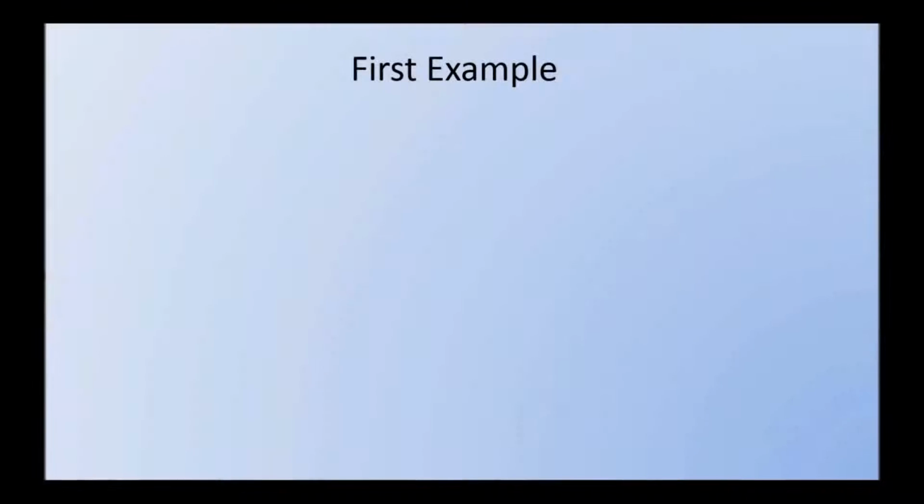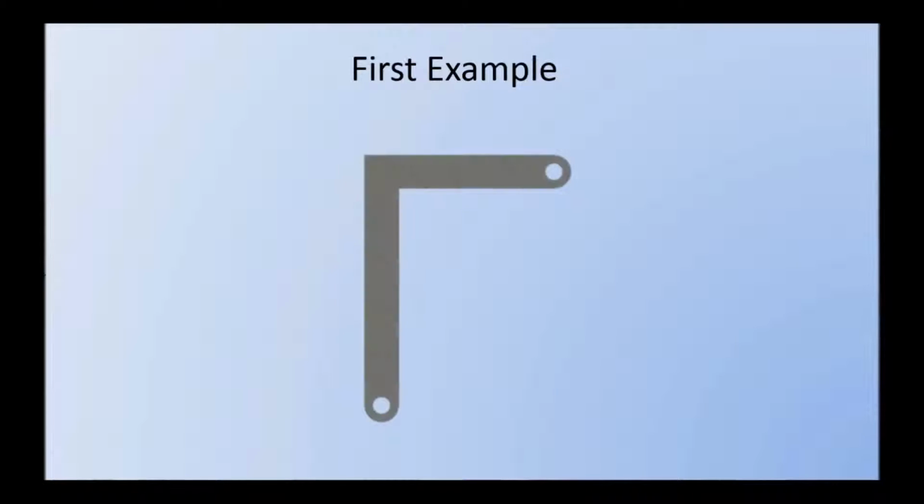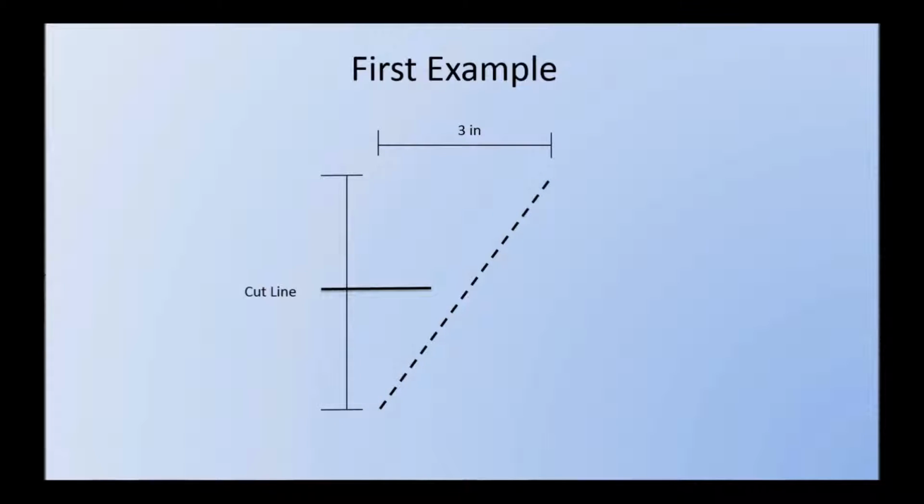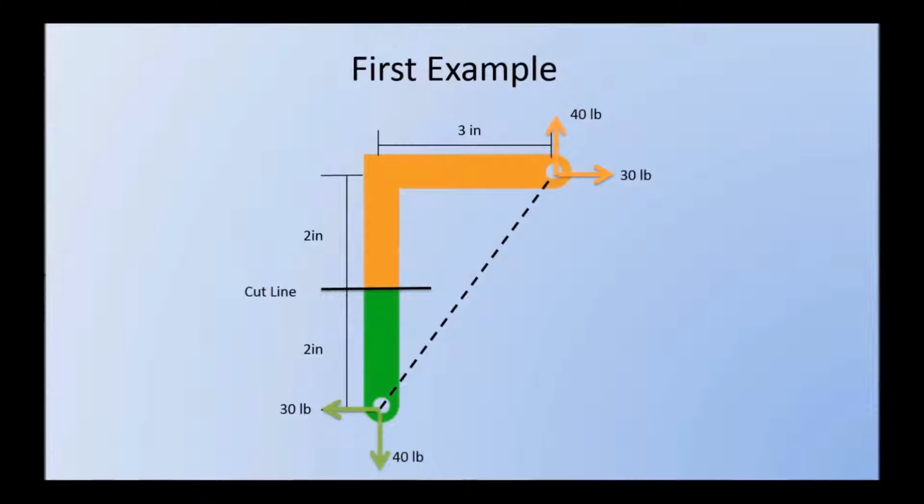Let's apply these concepts to solve a basic problem. So right here we have an L-beam, measured as such. We have two 50-pound forces directly opposite each other. Now we're going to take a cut at this location and examine the top piece and the bottom piece individually to examine the internal forces and moments. So this will be the orange area and the green area shown. And then we separate the 50 pounds into its horizontal and vertical components, shown here.